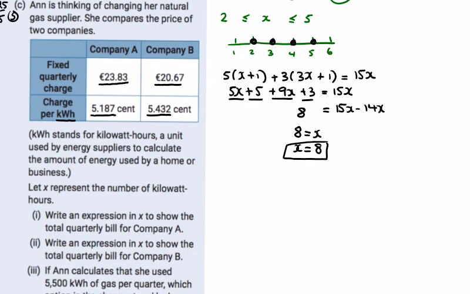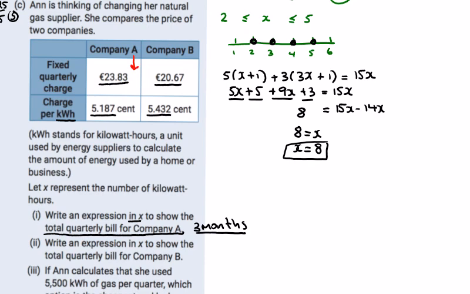And we're asked to write an expression in X to show the total quarterly bill. So that's quarter of a year. So 3 months. And an expression next to show the total quarterly bill for company B. So 2 expressions in X.